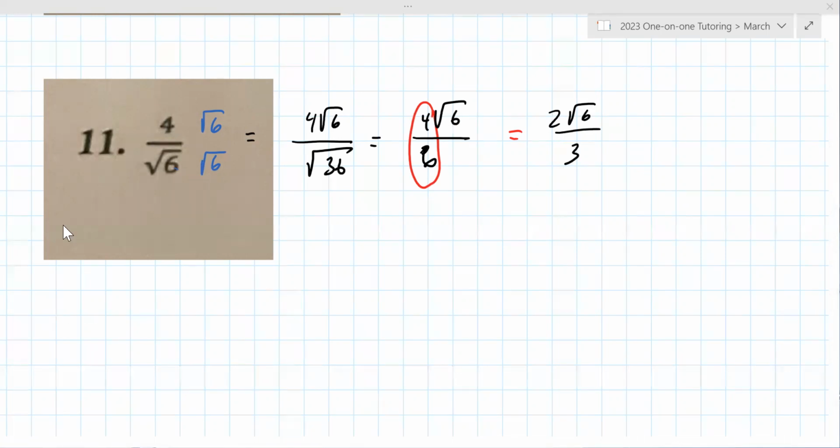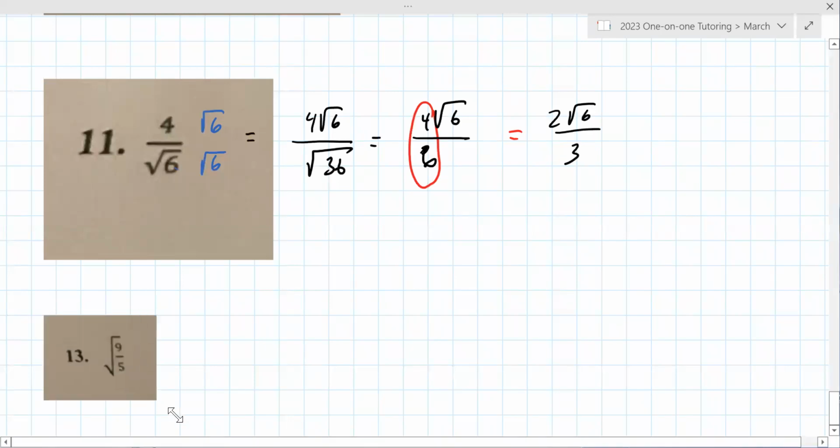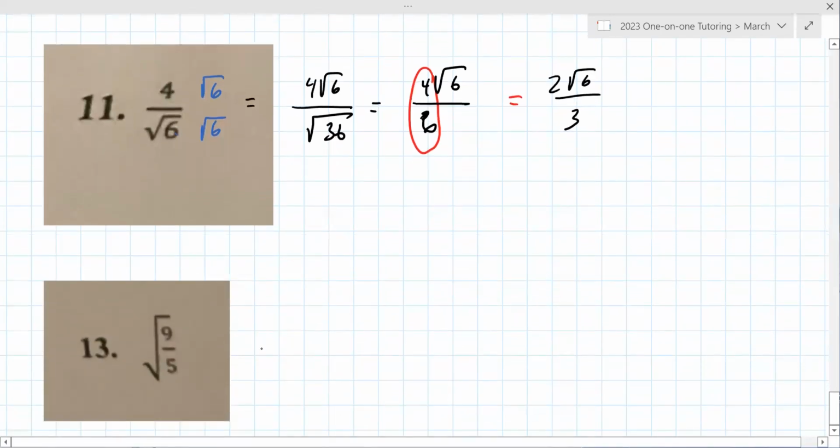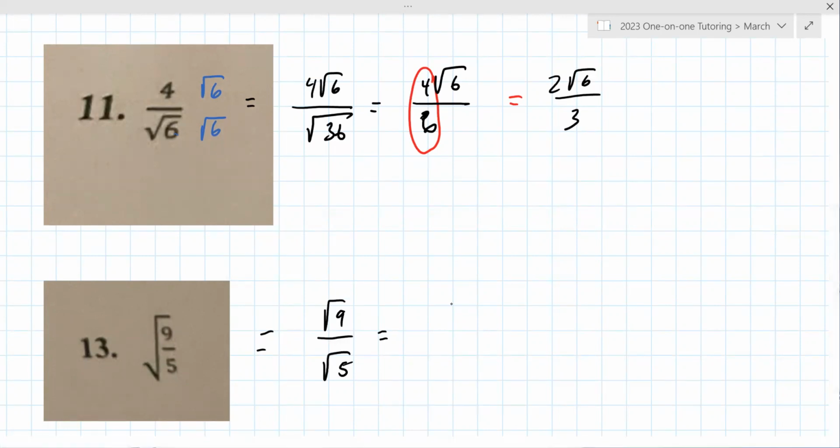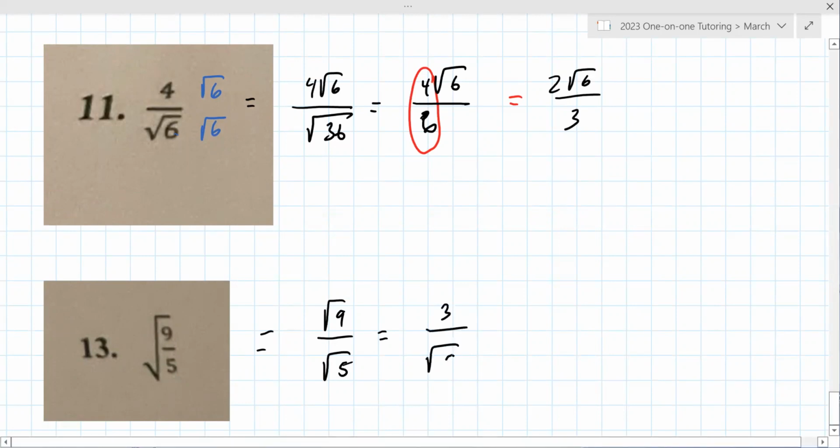Okay, so 13 is kind of a combination of 11 and 12. You first will take the square root of the top, square root of the bottom. Three over square root of 5. And then I'd like you to try working this one out from here, rationalizing it like we did in 11. And if you can reduce, you try to, but sometimes you can't always reduce. So take a look at that.